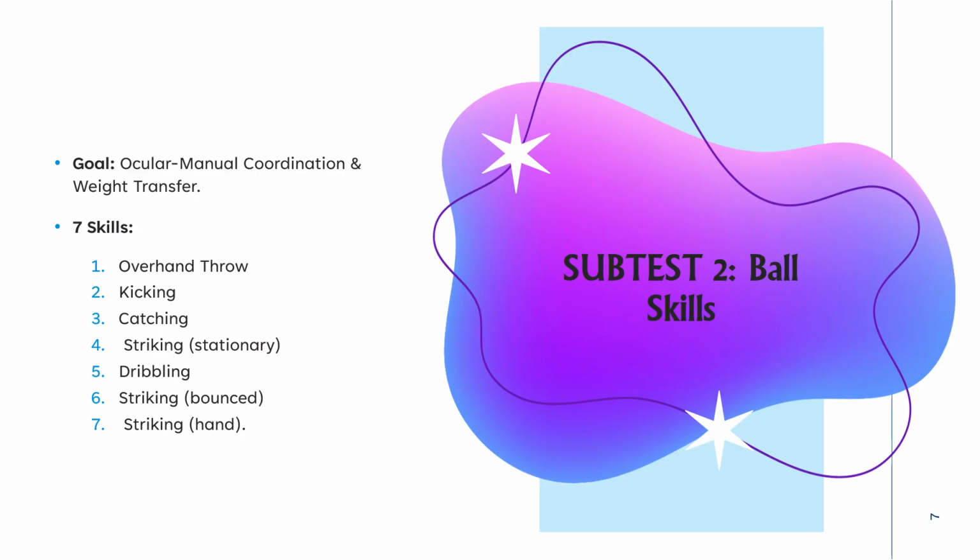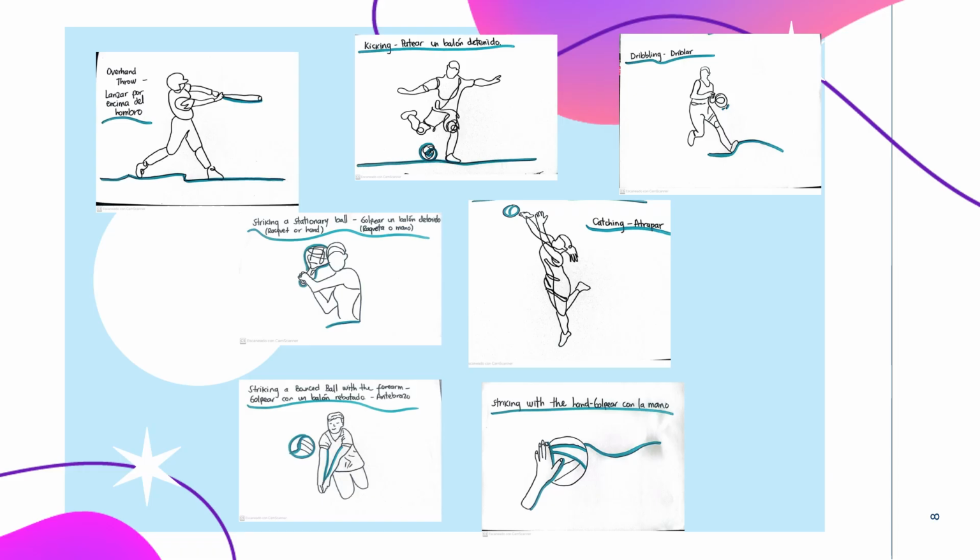Moving on, subtest 2 is ball skills, which measures 7 abilities related to object manipulation. The goal here is eye-hand coordination and weight transfer. Overhand throw measures weight transfer and trunk rotation. In kicking, evaluate the approach, the step, contact, and follow-through. Catching observes the hands' position to absorb the object.